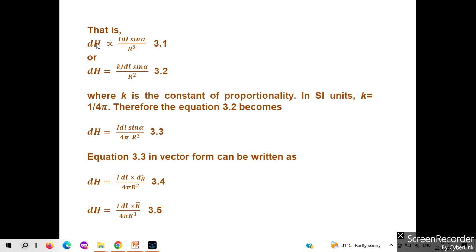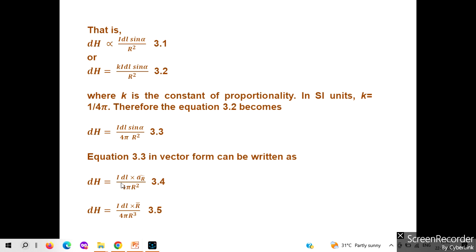Now in this Biot-Savart's law dH, we can just remove the proportionality, like k. So here dH equal to k into Idl sine alpha by r square, where k is the proportionality constant and the value of k is 1 by 4 pi. So the equation is dH is equal to Idl sine alpha by 4 pi r square. Now this is the Biot-Savart's law in terms of a scalar form.